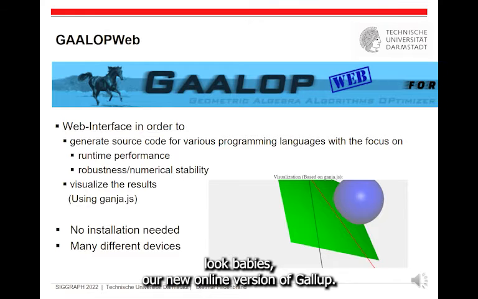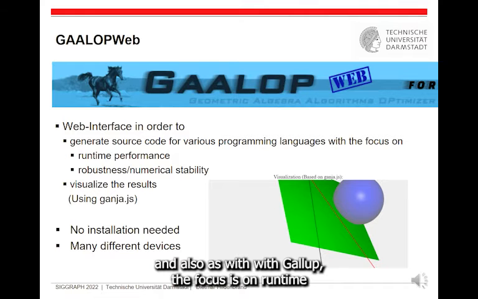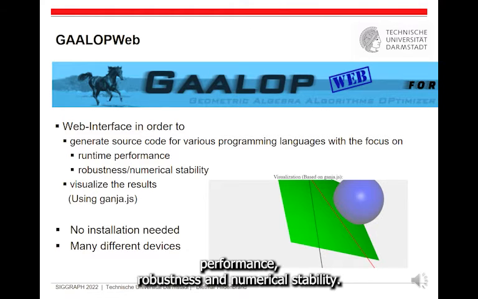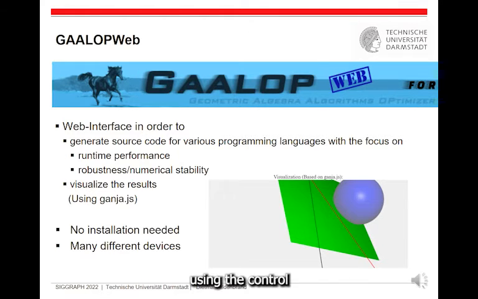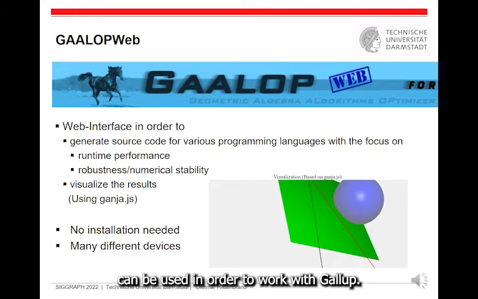Gallop Web is our new online version of Gallop. It is a web interface in order to generate source code also for various programming languages. And also, as with Gallop, the focus is on runtime performance, robustness, and numerical stability. There is a possibility of visualization using the Ganja software package of Stephen Decanic. And the main advantages of Gallop Web are that no installation is needed for this browser solution. And since it is a browser solution, many different devices can be used in order to work with Gallop Web.